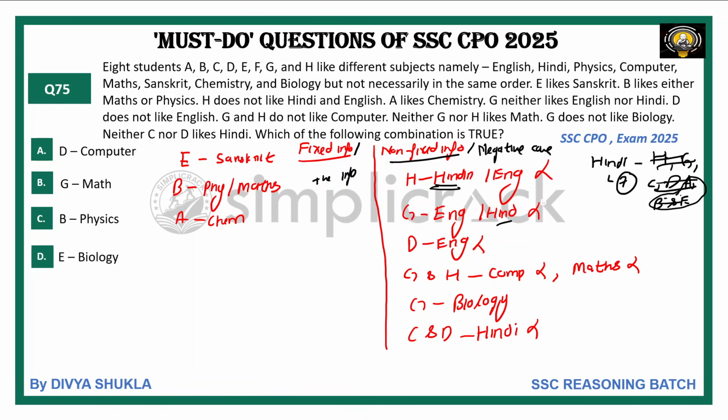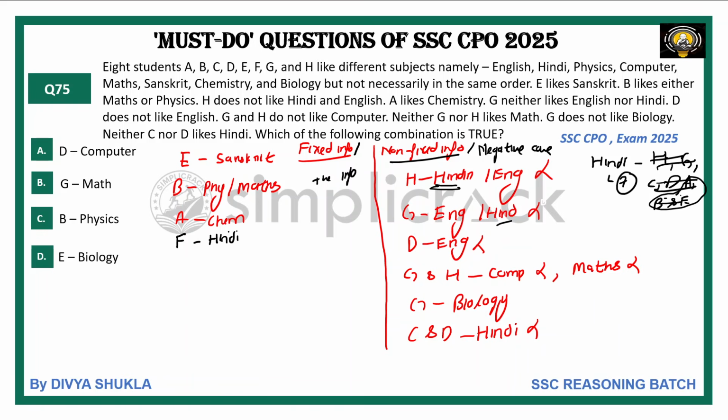And how many people do you have in totality? You had 8 people in totality. So out of 8, 7 are eliminated, that means only one is remaining. And who is that person? F is that person who likes Hindi. So now you have received a fixed information.